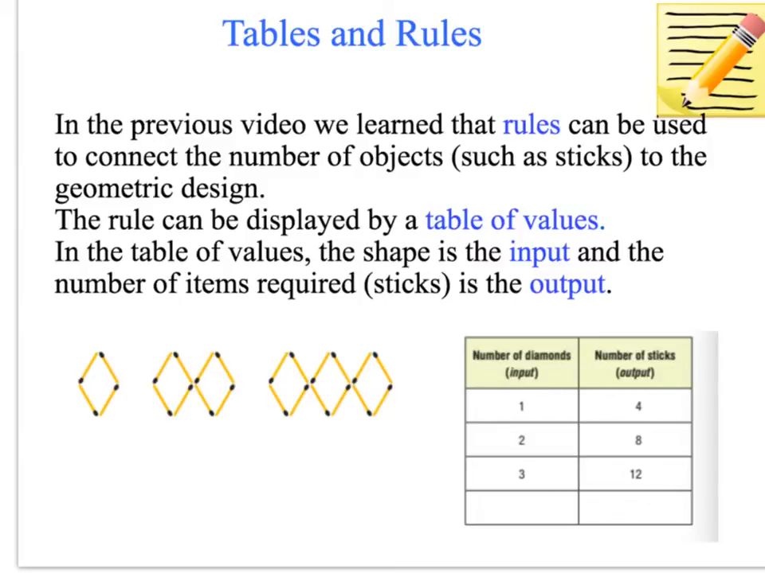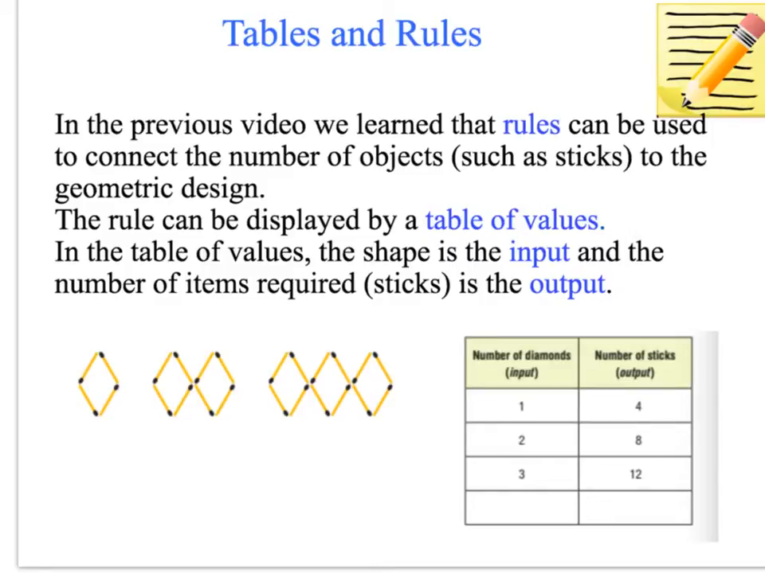So this is called a table of values, and this is how the rules can be displayed. You can work out the pattern and then assign a rule to it. And that's how we can work out if we had 20, for example, diamond shapes, how many sticks it would take without actually having to work it all out. We just apply the rule and we'll be able to work out how many sticks we would need.